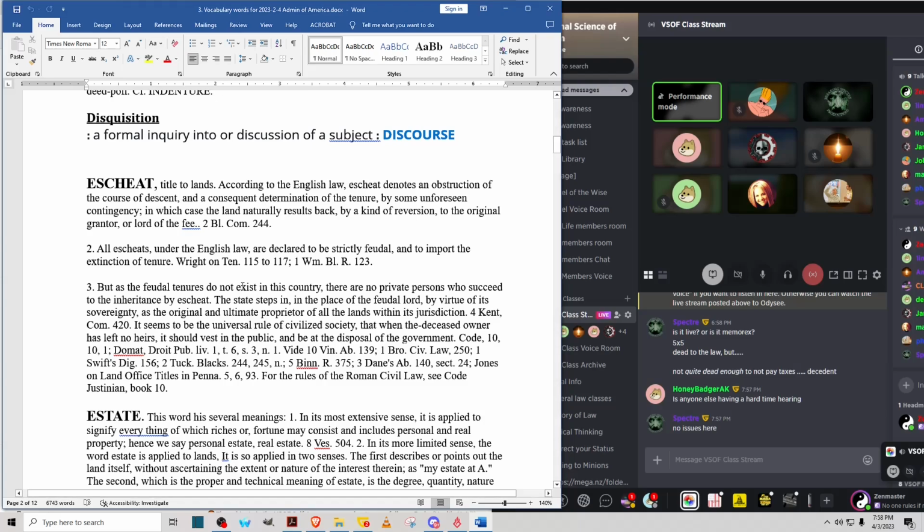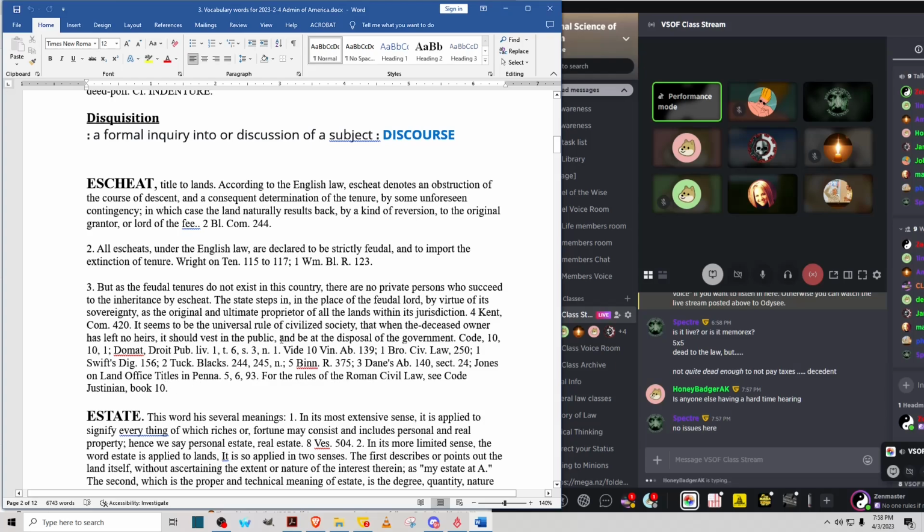Now, again, lowercase s state means what consists of the land and we the sovereign people. Okay, that's lowercase s state. It seems to be the universal rule of civilized society that when the deceased owner has left no heirs, it should vest in the public, us, we the people, and be at the disposal of the government. Okay, and for the rules of civil law, see the Code of Justinian, so on and so forth, right?